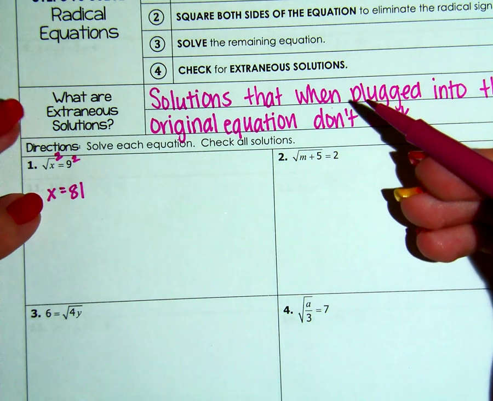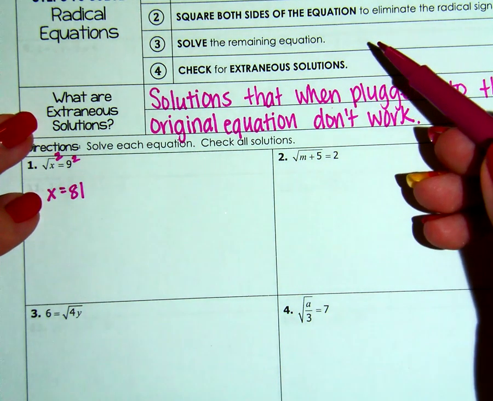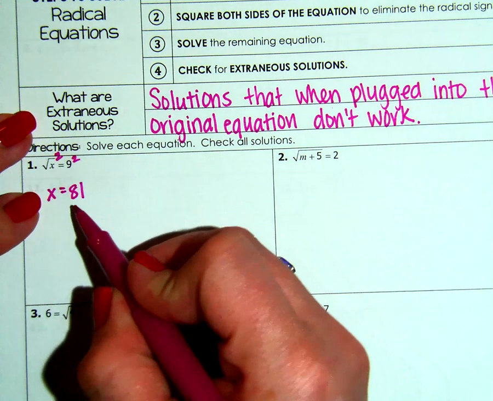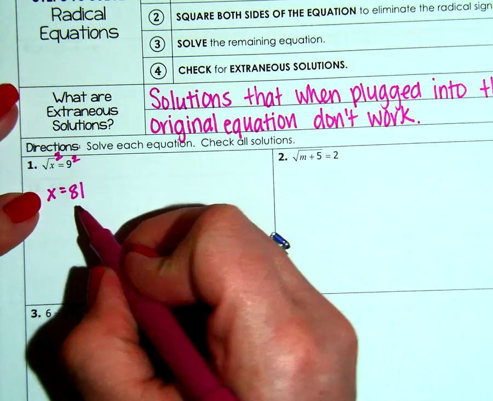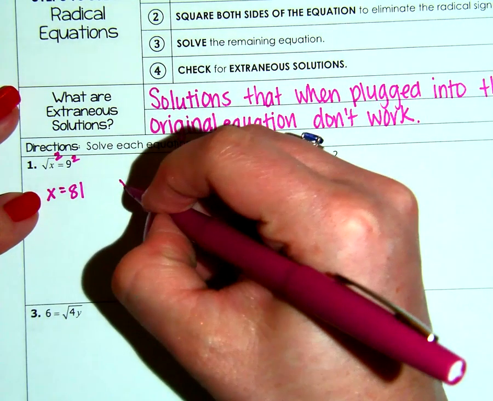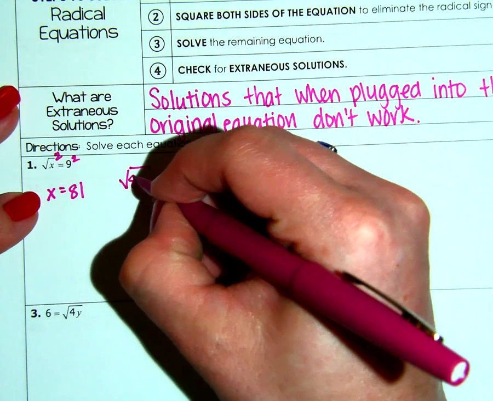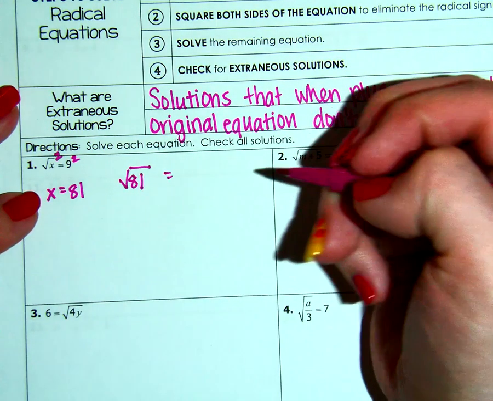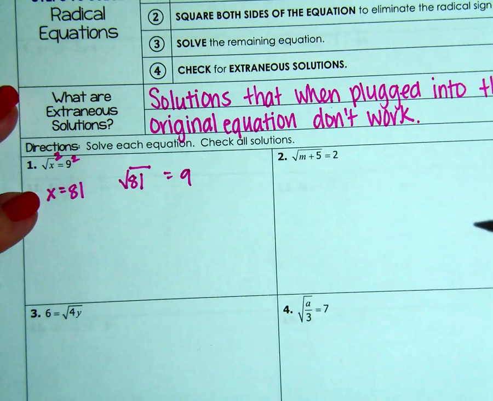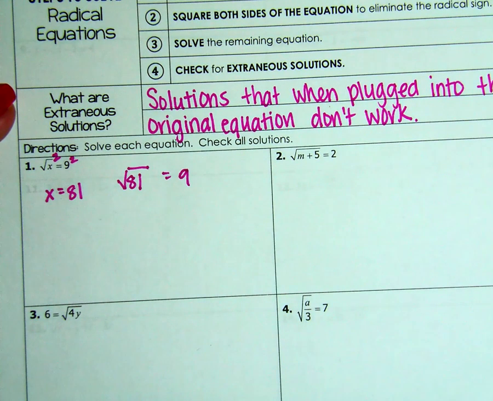Okay? But I always want to go back to step 4 and check to make sure that that 81 is indeed a possible solution. So I'm going to plug it in where x was in the original equation. So I'm going to take square root of 81. And the square root of 81 would equal 9. So that equation works. That's what I want.